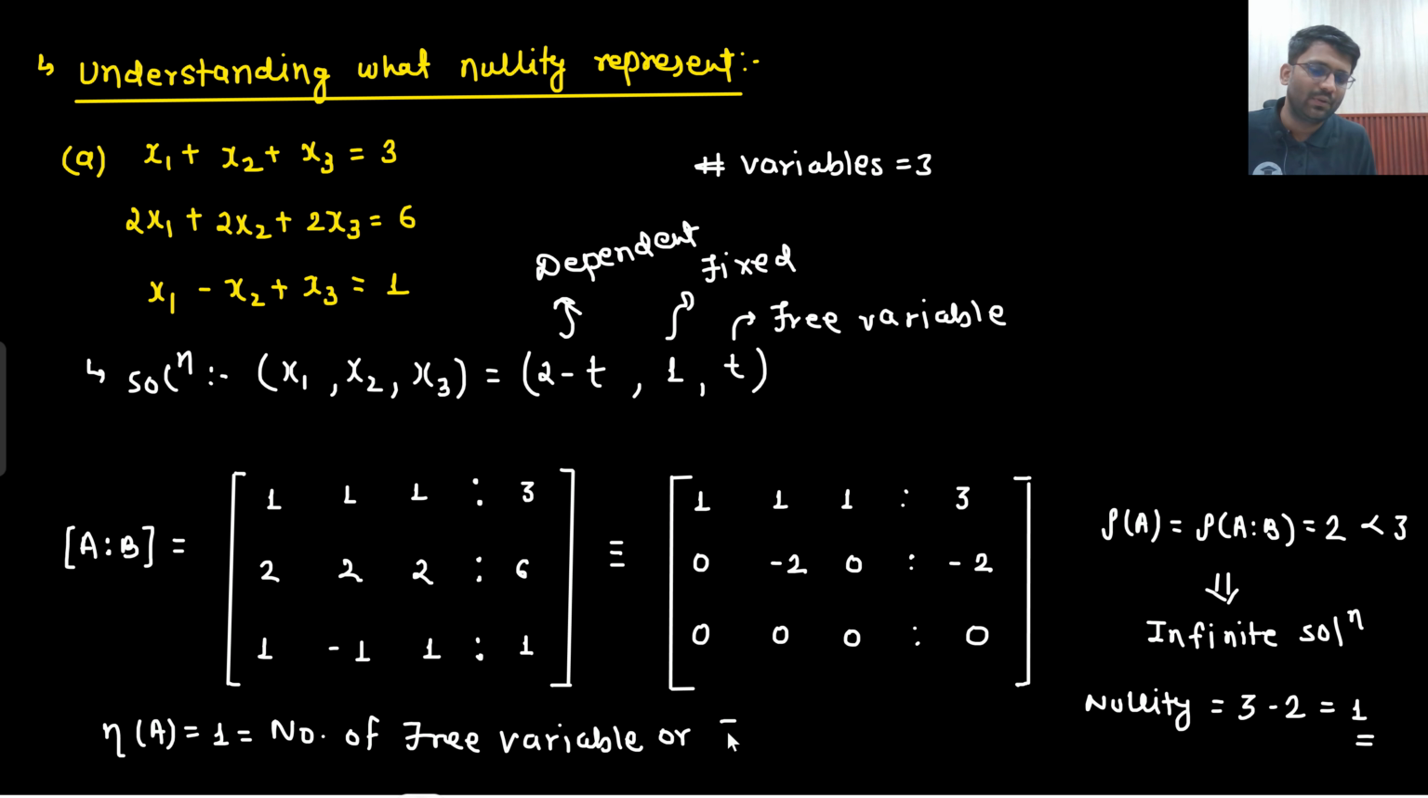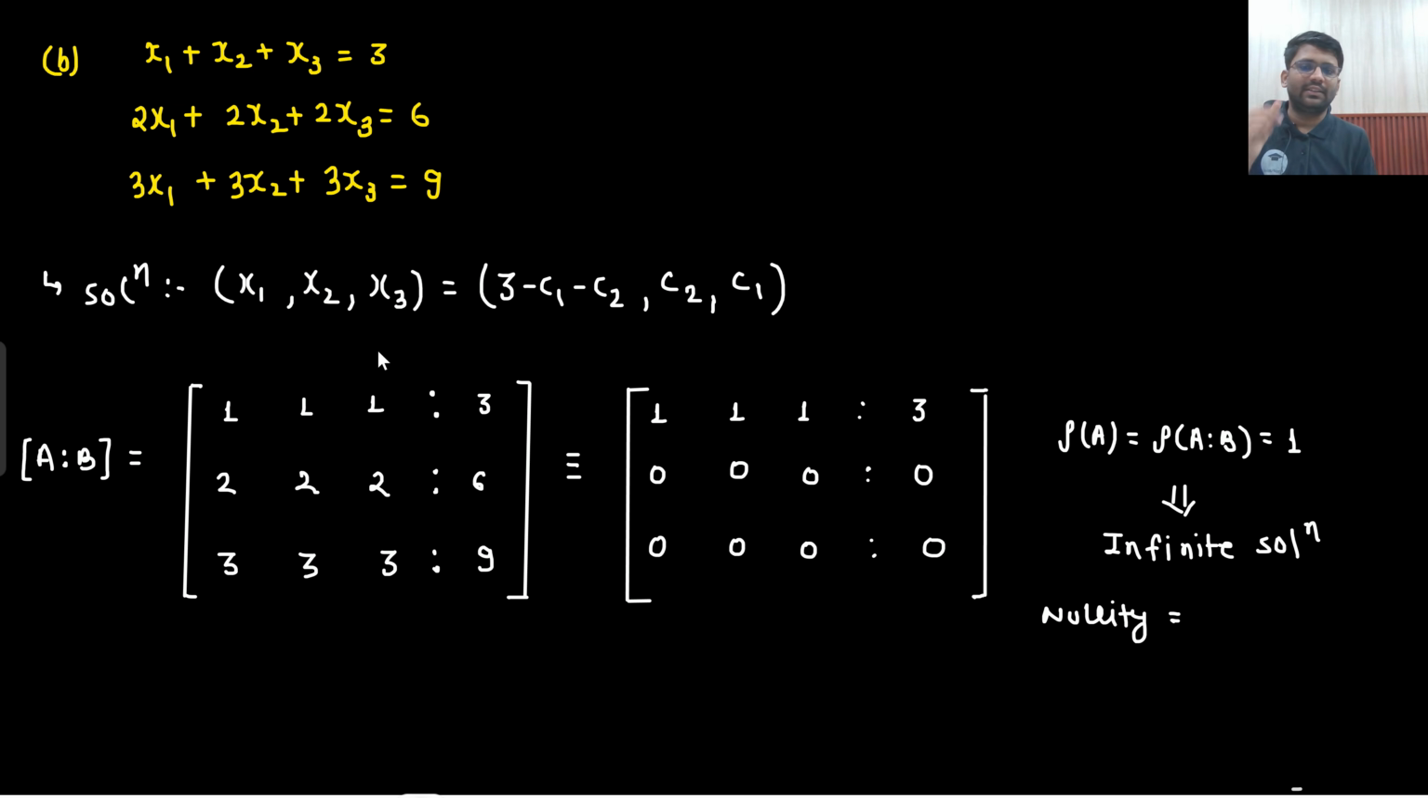So how many free variables or independent solutions are you having? Independent solutions are represented by the nullity. Okay, let's solve this one. This example also we have seen. This was the answer we were getting. Here, the opposite answer we wrote down.